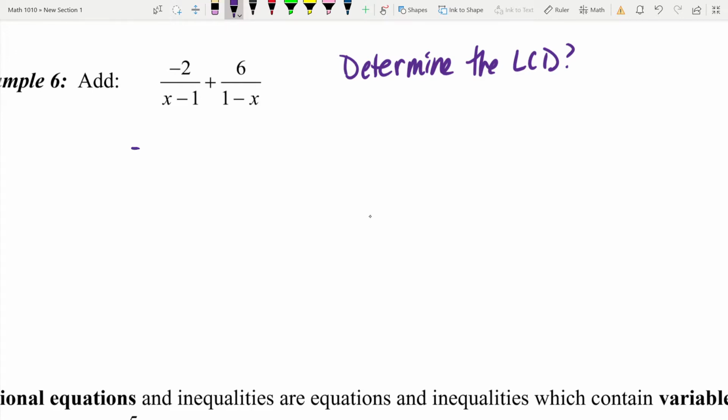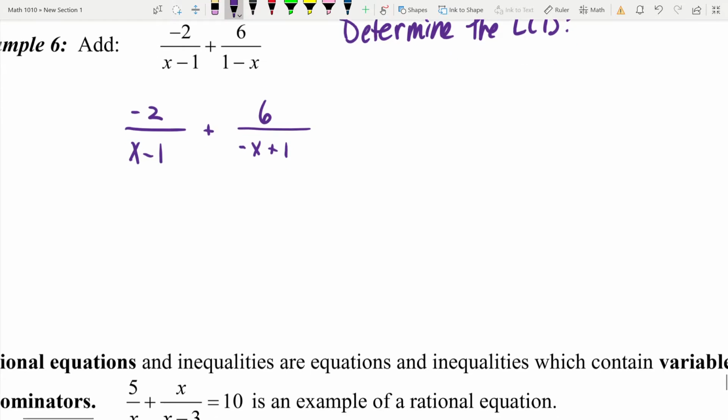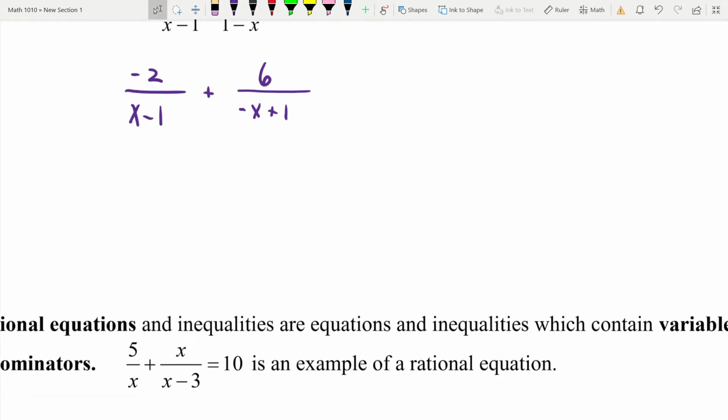So the first fraction is negative 2 over x minus 1. It's good. The bottom doesn't look weird. On the second fraction, the bottom looks weird. So I'm going to make it not look weird anymore. I'm going to reorder it. Negative x plus 1. And now I look at it and I'm like, those denominators are almost the same. So I'm still going to keep my first fraction exactly the way it is. I'm going to take my second fraction and I'm going to make that denominator not look weird anymore by taking out a negative. So if I take out a negative, I'm left with x minus 1.